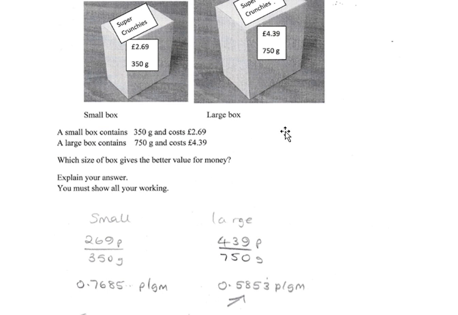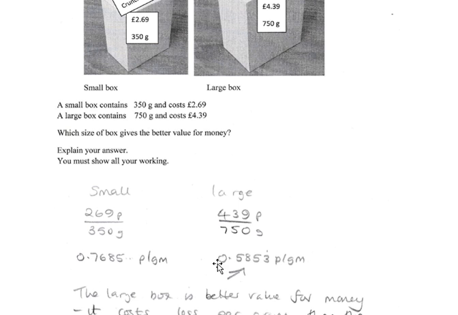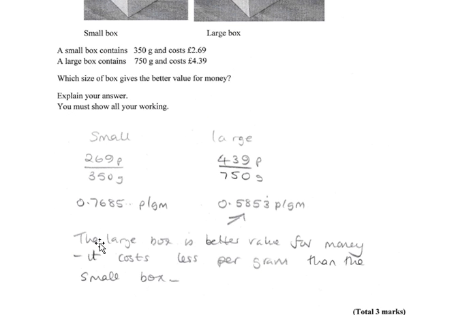For large, because I've got 750 grams, I divide the price by 750. That costs about 0.58 pence per gram. So we can clearly see that the large one is cheaper. So we say the large box is better value for money. It costs less per gram than the small box.